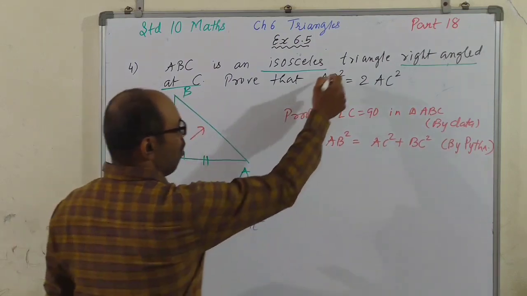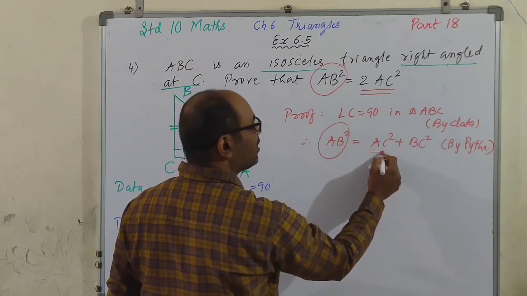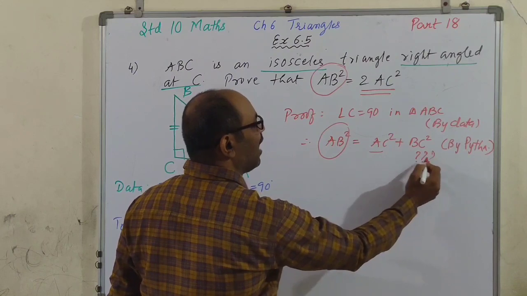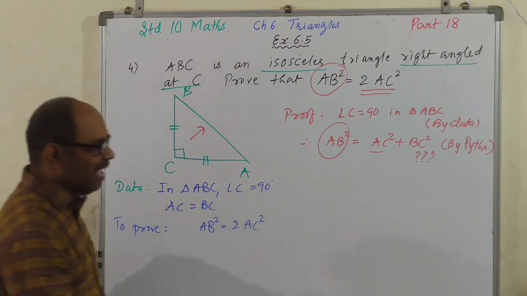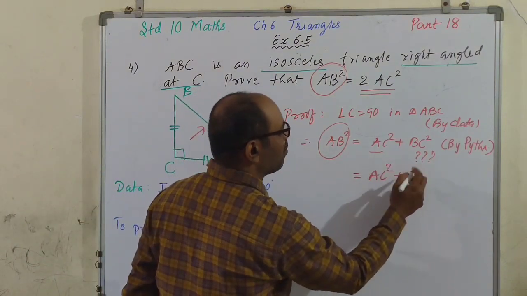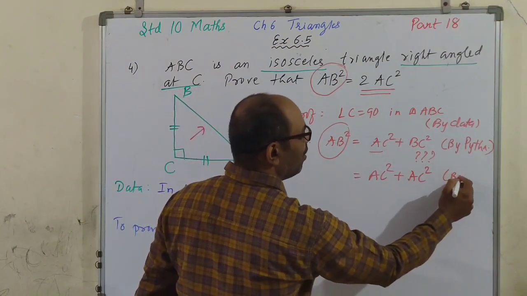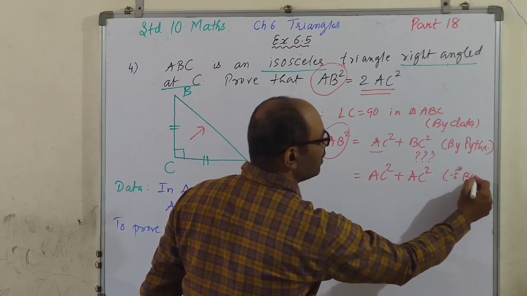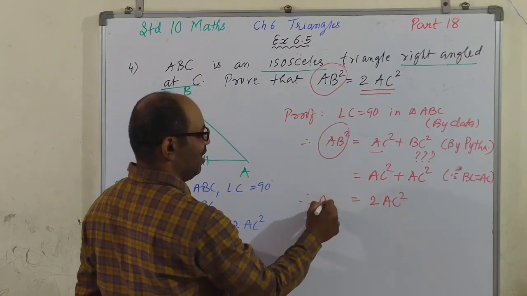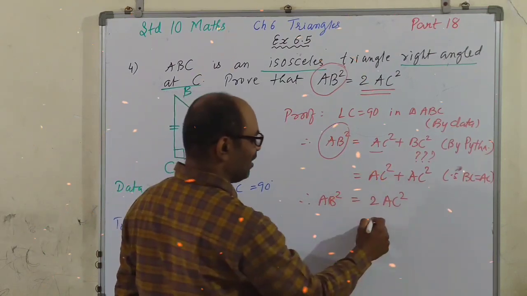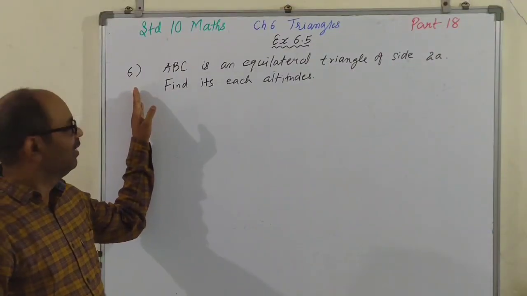Here children, you want AB square on left hand side and you got it. You want only AC, so AC is there. Lekin this is unwanted. Iska kya kare BC ko? As I said, very simple. BC is equal to AC. Put that. So that is equal to AC square plus BC is AC. So BC square will be AC square, because BC is equal to AC. AC square plus AC square is 2 times AC square. So AB square is equal to 2 times AC square. Proved. Correct? So next is number 6.